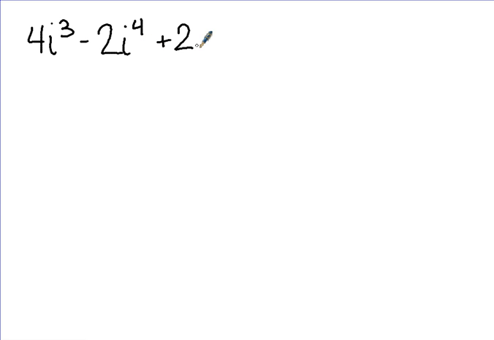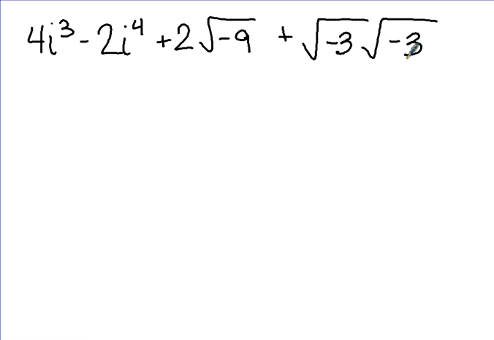In this next one, we have 4i cubed minus 2i to the 4th plus 2 times the square root of negative 9 plus the square root of negative 3 times the square root of negative 3. All right, let's go ahead and simplify each term before we combine like terms. All right, we have 4i cubed. i cubed is the same as negative i, so we could rewrite this as negative 4i. i to the 4th is the same as 1, so we do negative 2 times 1, which is negative 2.